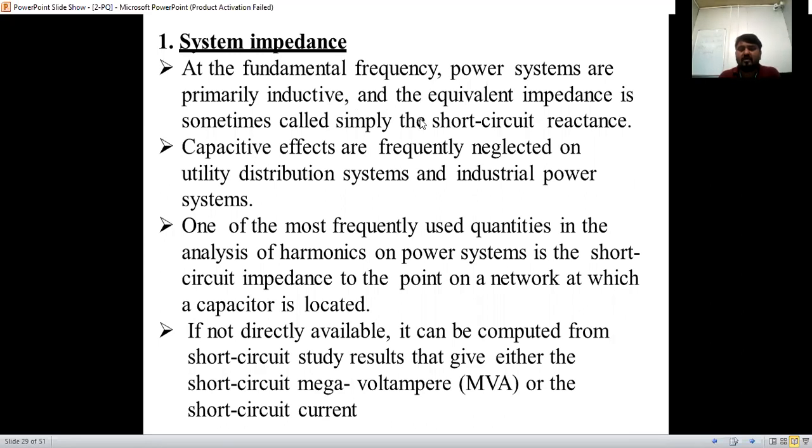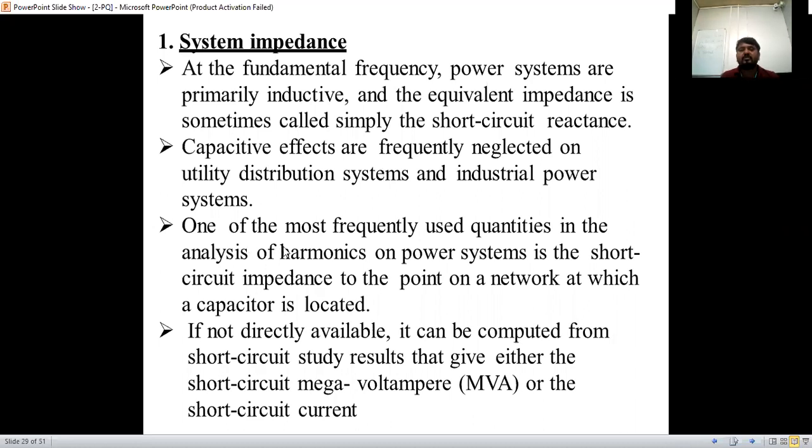So Z equals R plus jX, where X is the net reactance. By cancelling the capacitive and inductive reactances, whatever excess is there, we primarily consider as inductive. But capacitive effects are frequently neglected. They are neglected on the utility distribution system and industrial power system. In utility distribution and power systems we neglect the capacitive effects, but in other places we are going to consider them.